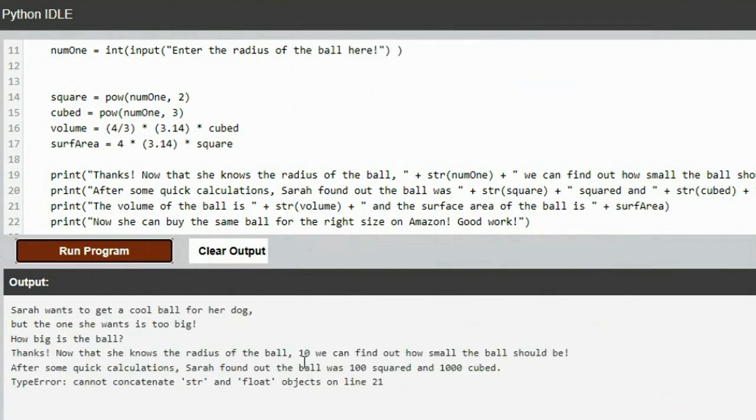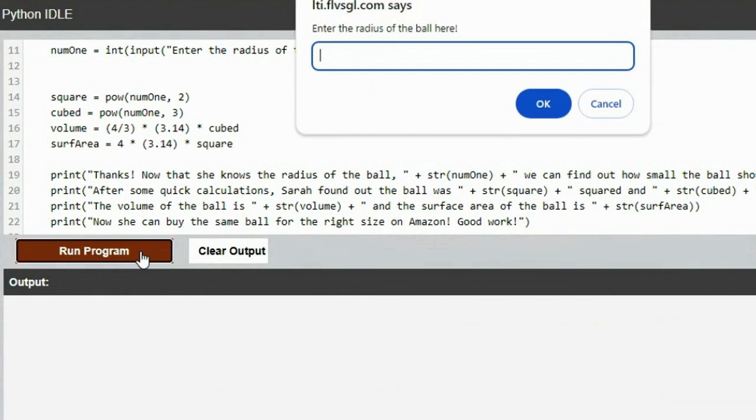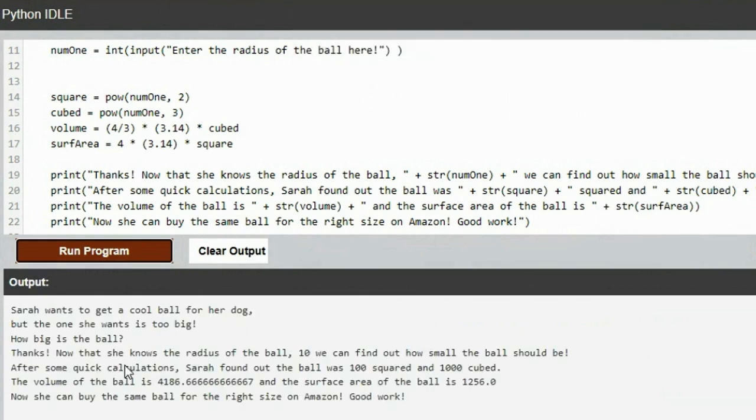Okay, now she knows the radius of the ball, 10. We can find out how small the ball should be. After some quick calculations, she found the ball was 100 squared, 1,000 cubed. Oh, cannot concatenate. Oh, I left off the STR on surf area. Now let's try it again. The volume of the ball is 4,186.6666, and the surface area is 1,256.